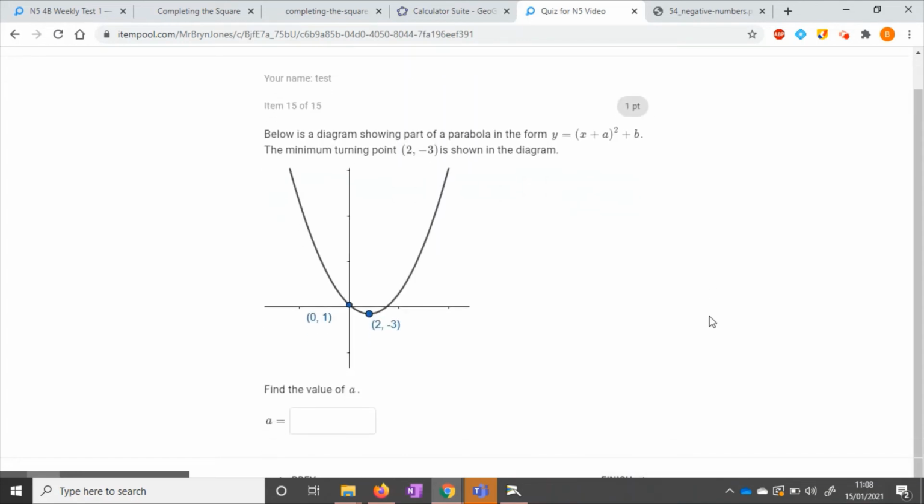Okay, final question. Below is a diagram showing part of a parabola in the form a x plus a squared plus b. Now this is a bit tricky because this says x plus a rather than x minus a, so we're going to have to be a bit careful with this. The minimum turning point is 2, -3, and that's shown in the diagram. So we can see the minimum turning point there. Find the value of a.